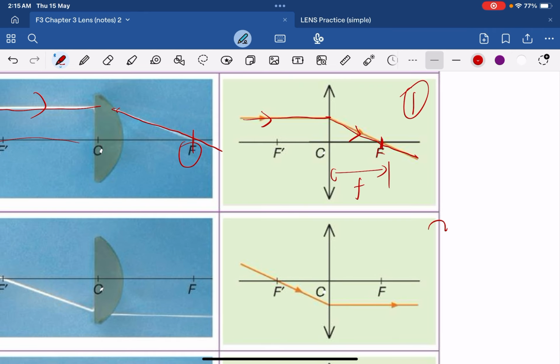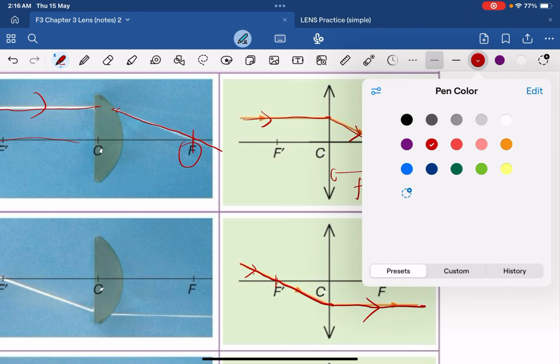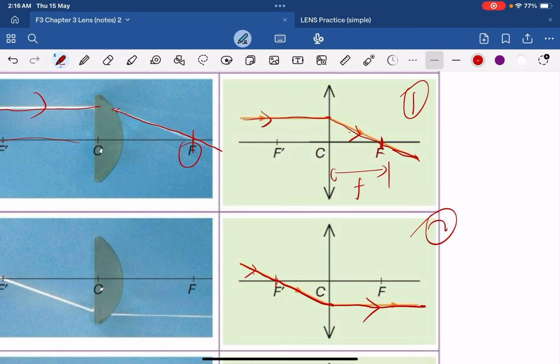Rule 2. If the ray already cuts through the focus, it gives a straight horizontal line. Okay, and this is similar to rule 1. If the light ray travels in the opposite direction, from right to left, we also give a horizontal light ray out. Okay, now they are similar, right? So please memorize the construction rules.